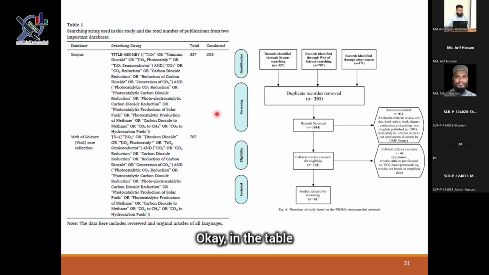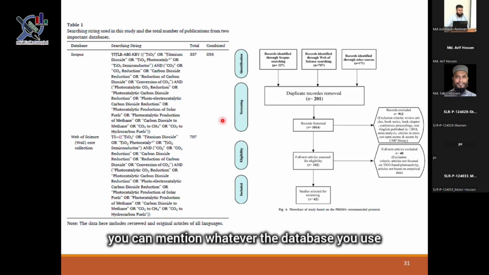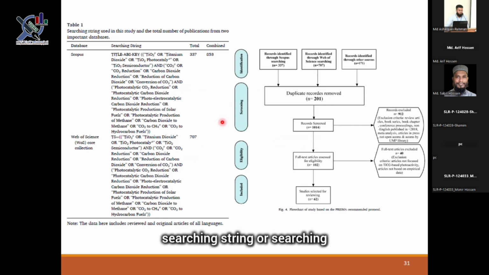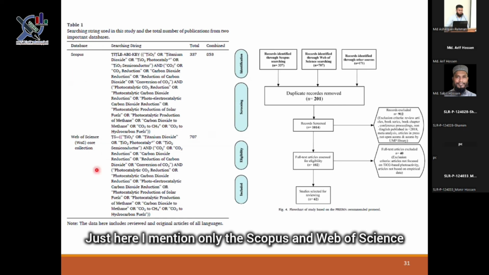Okay, in the table I mentioned this, which is also important. You can mention whatever database you use and whatever searching query string you use, and clearly define it in the table. For example, I mentioned here in the table the searching string used in this study. I used Scopus, Web of Science and another database, but here I mention only Scopus and Web of Science.